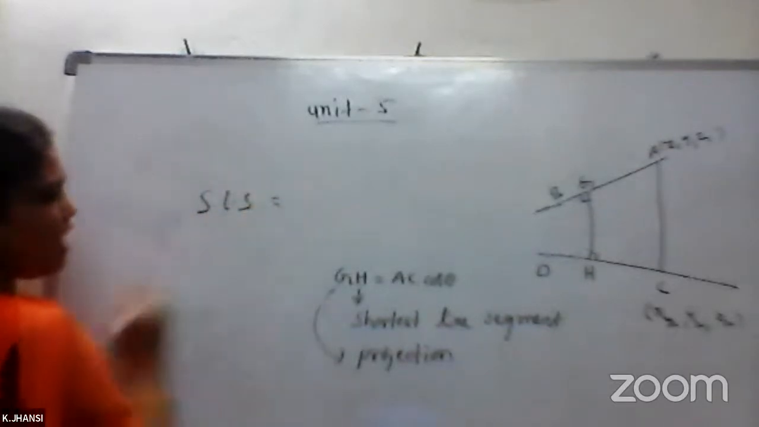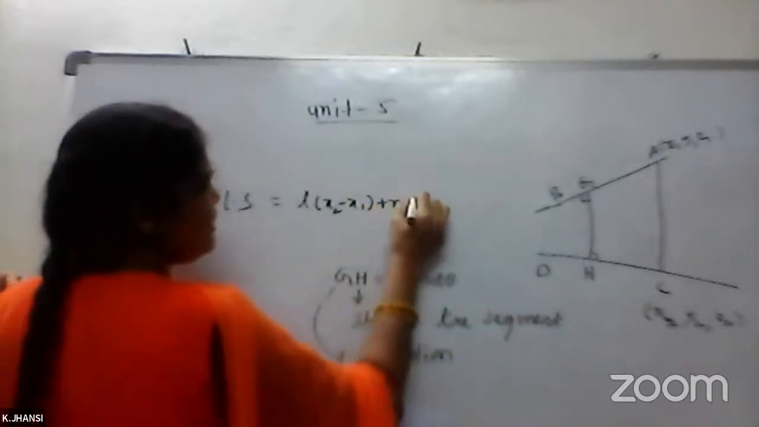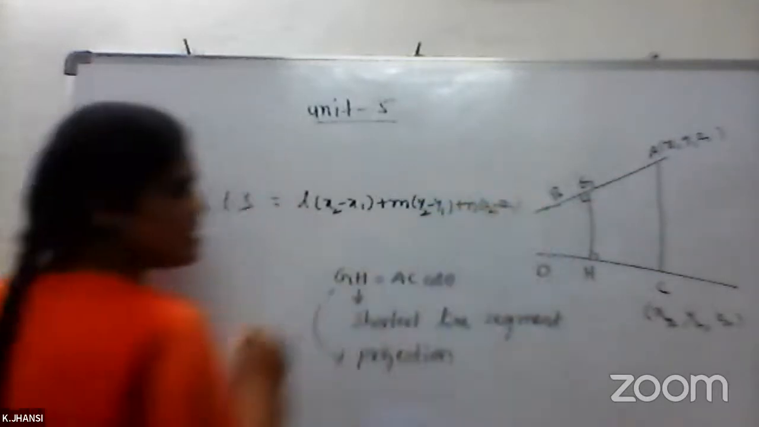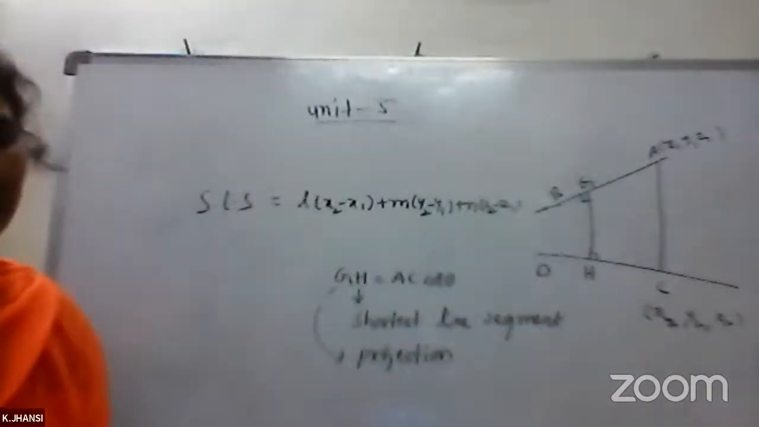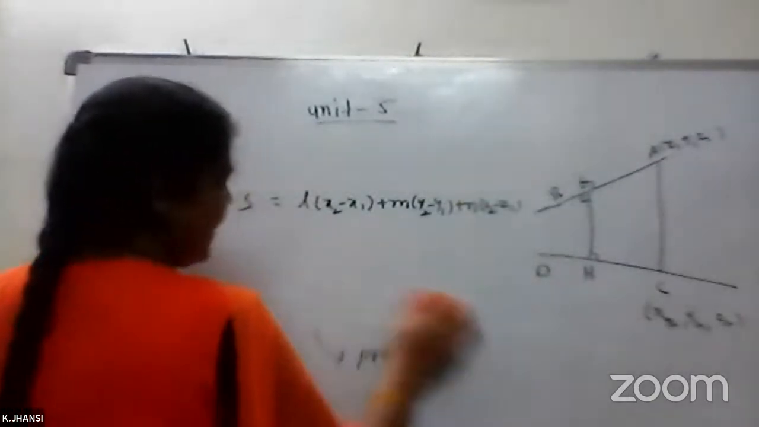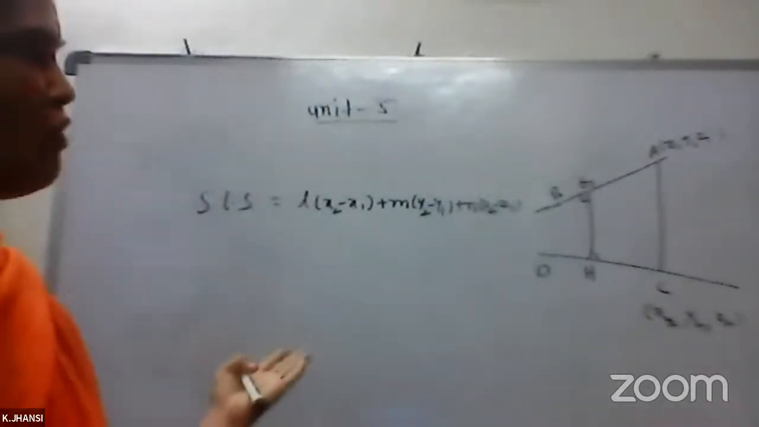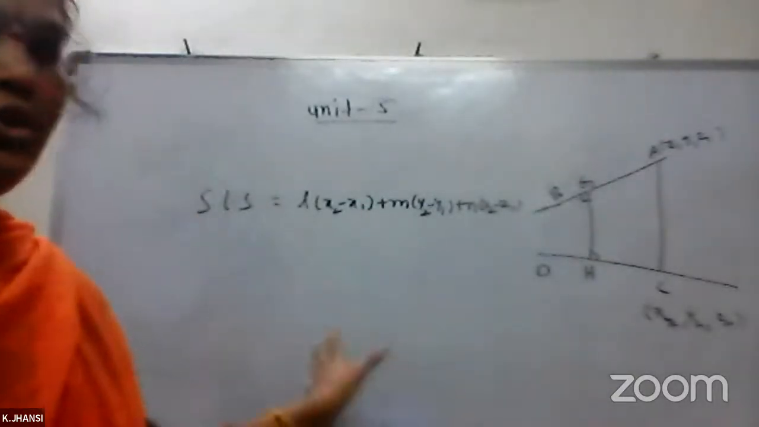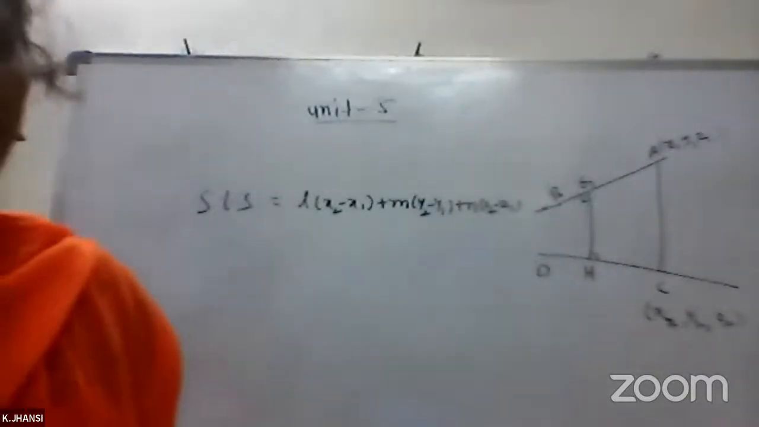Okay. So for this problem, it will be l into x2 minus x1 plus m into y2 minus y1 plus n into z2 minus z1. Okay. So here l, m, n are the direction ratios. Those direction ratios we get with the help of the two line equations. The two line equations in symmetrical form will be x minus x1 by l1 equals y minus y1 by m1 equals z minus z1 by n1. So there you will get l1, m1, n1 for one line. For the second line you will get l2, m2, n2. Okay.